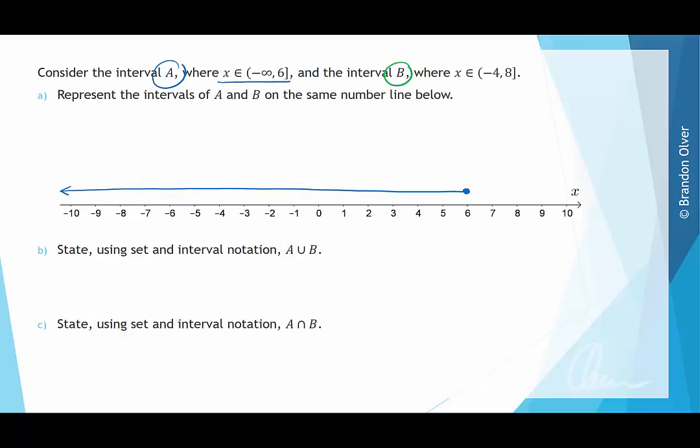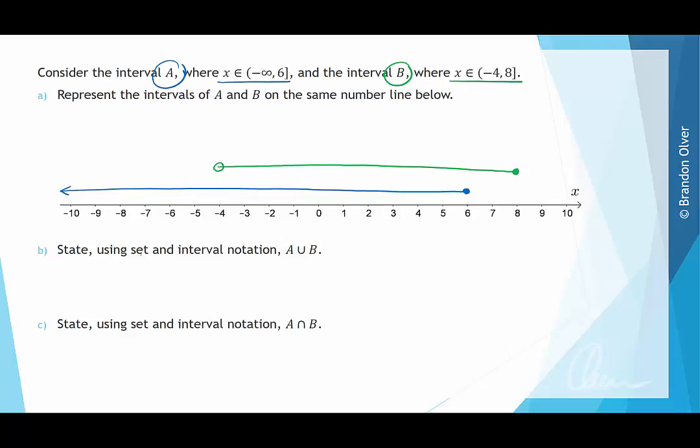Interval B we'll do in green, so that's this interval, which goes from negative 4 all the way until 8. Negative 4 has a rounded bracket, which means that point is not included, so we use an open circle. And at 8 we have a square bracket there, which means the point is included, so we have a closed coloured in dot to represent that.